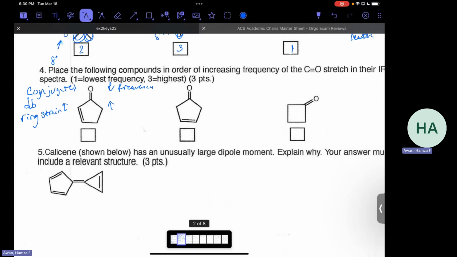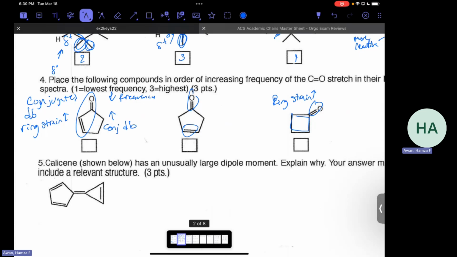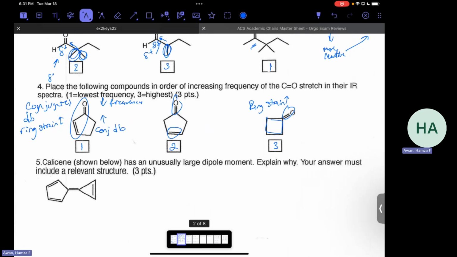Whenever we look at this, we have this compound which has a conjugated double bond. This one just has a double bond, and the ketone. And the last one has no double bonds except for the ketone double bond, but it does have ring strain. A 4-carbon ring has a lot of ring strain, and ring strain increases the frequency. Because of that, this is our highest frequency, so it's number 3. Our lowest frequency is the conjugated double bond, number 1, and this is our second one. Are there any questions about how we got to that answer?